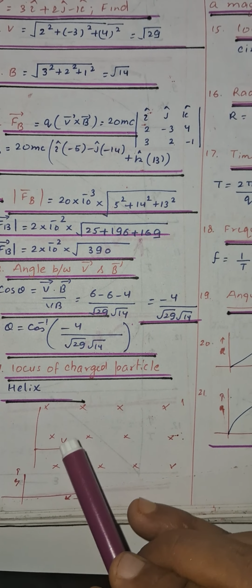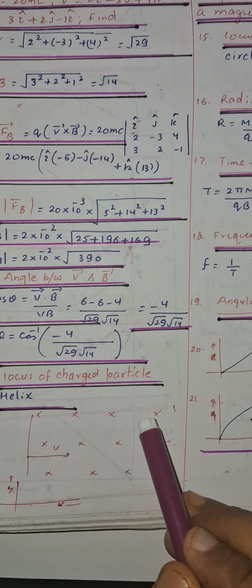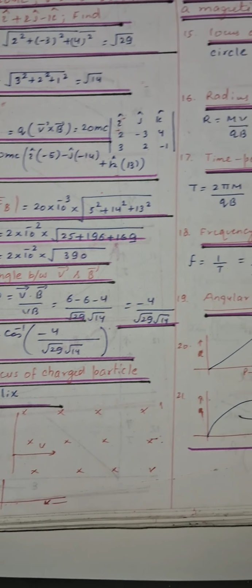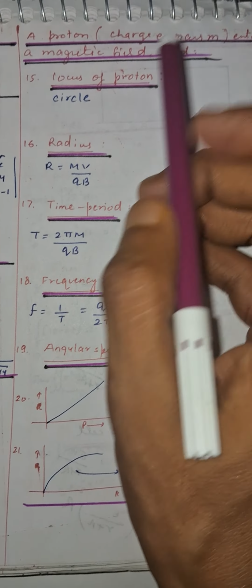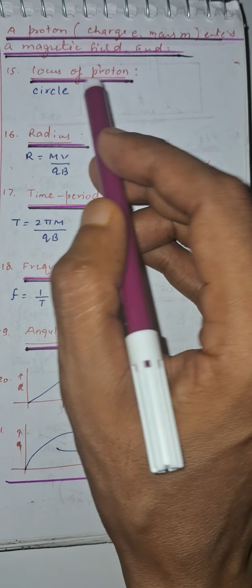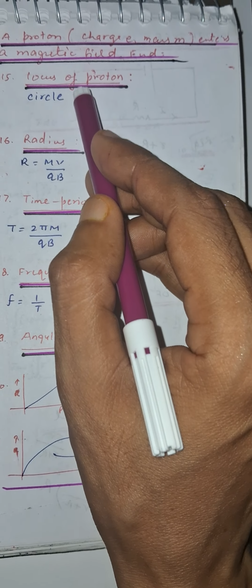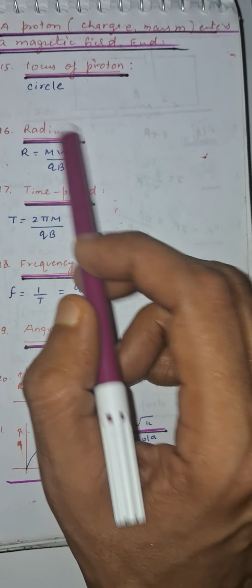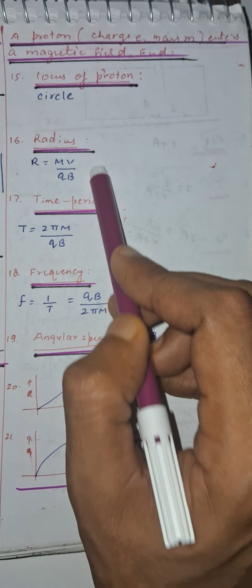Now there is another question. There is a magnetic field down the plane. A charged particle enters with a velocity along the x-axis as shown in the figure. Then next, a proton enters into it. We need to find the locus of the proton. Since the field is perpendicular to the velocity, we know that the locus will be a circle. Next question is the radius of that circle.